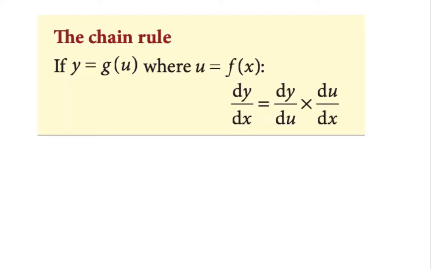So here's the official definition of the chain rule. Derivative of y with respect to x is equal to derivative of y with respect to u times the derivative of u with respect to x.